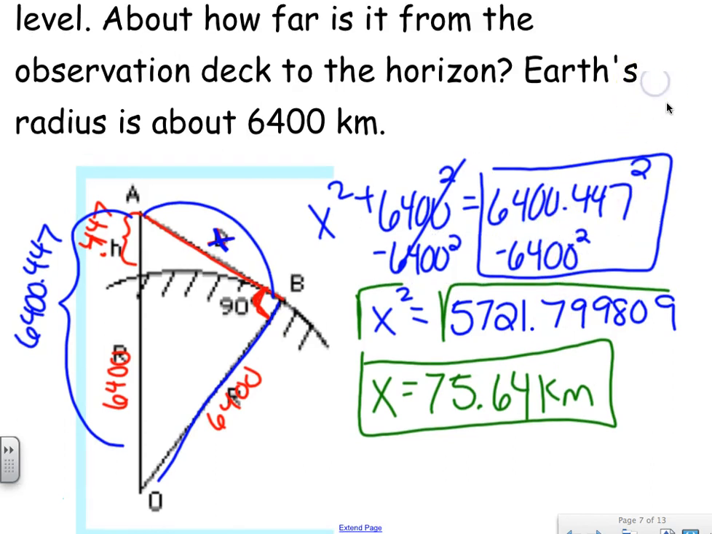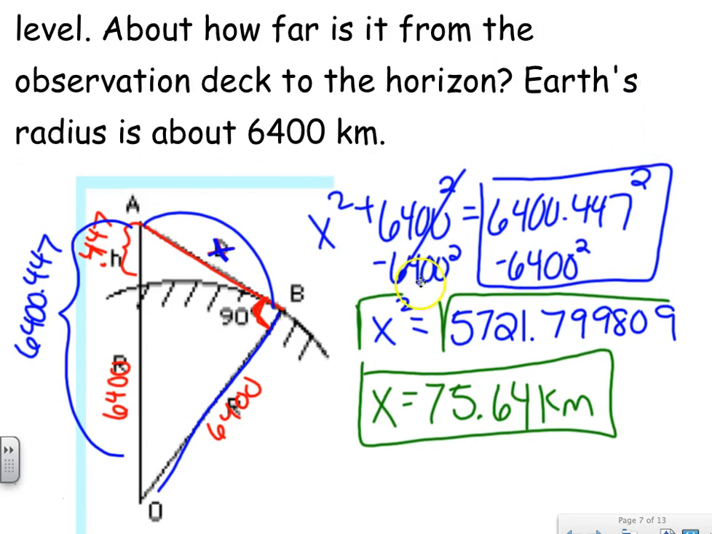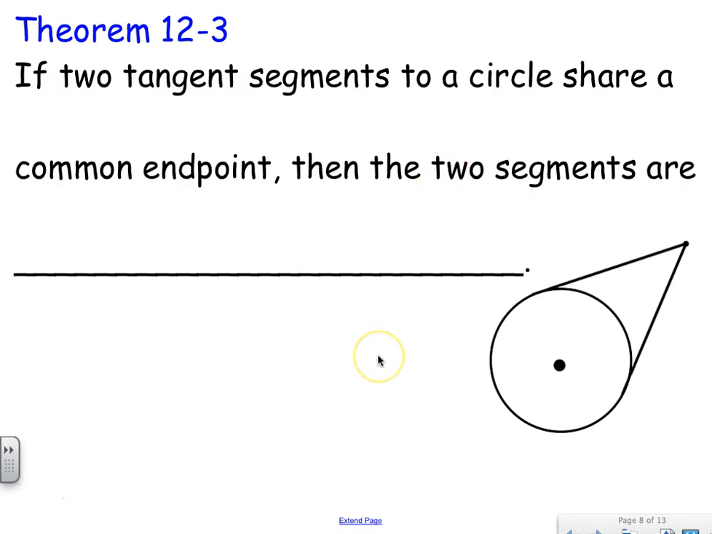Okay. All right. Sorry for all those interruptions, but moving on, we're going to learn one more theorem. So the next theorem: if two tangent segments to a circle share a common endpoint, then the two segments are congruent. Okay, so I have a tangent line here, I have a tangent line here, and if they meet at the same point, I know this is the same as this. And it's kind of like a little birthday hat on top of a person. Okay, so that is one rule.